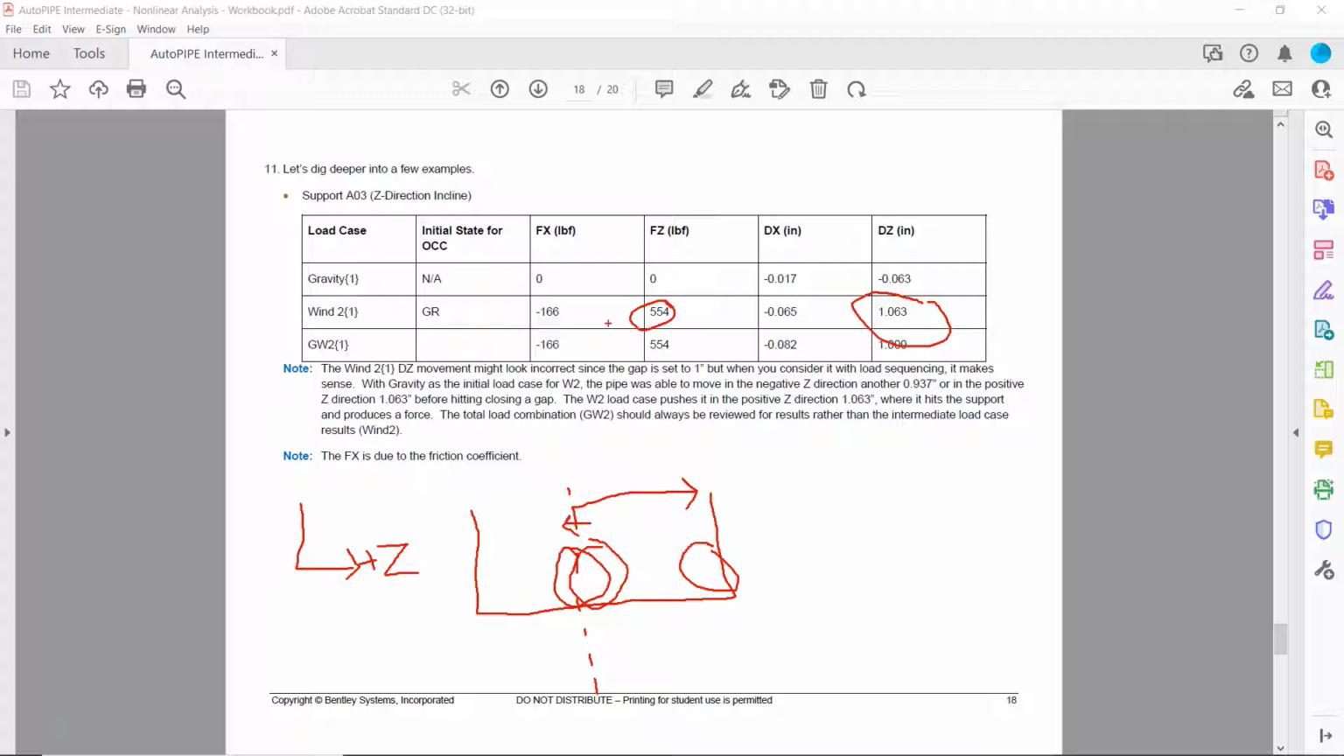Notice that there's also some movement and some force produced in the X direction. This is due to the fact that we have a friction coefficient applied. So it's important to be aware of that. But really we're focusing on the Z direction here because that's where our support is and that's where our gaps are set.